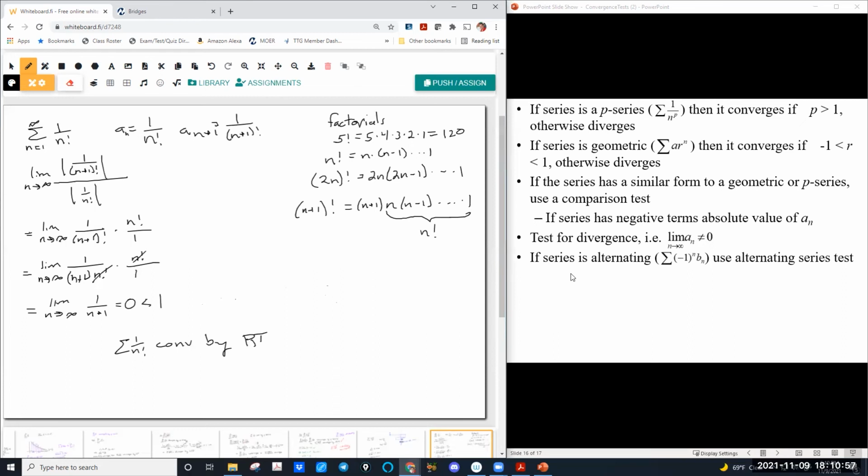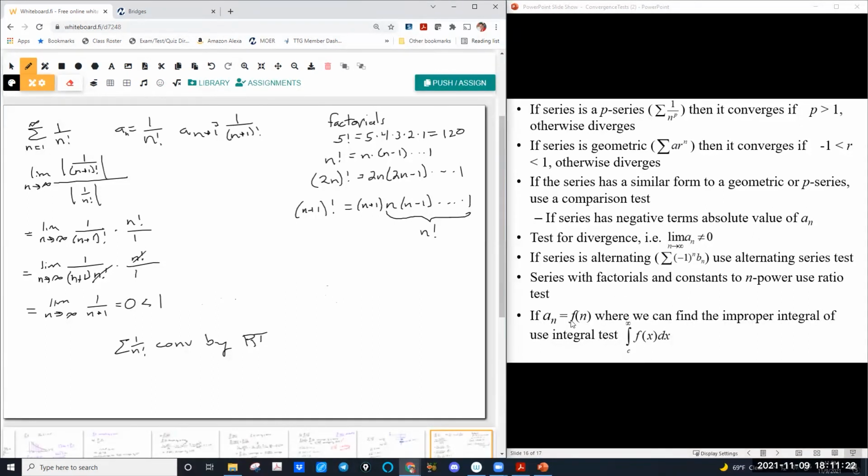If you identify a series as alternating, use the alternating series test. If you see a series with factorials and constants to the n power, use the ratio test. Now this would be a constant to the n power, but it doesn't have any factorials, so we would just use geometric. I'll show you one in a second that has both. Lastly, if it looks like you can take the antiderivative of your general term, use the improper integral test.